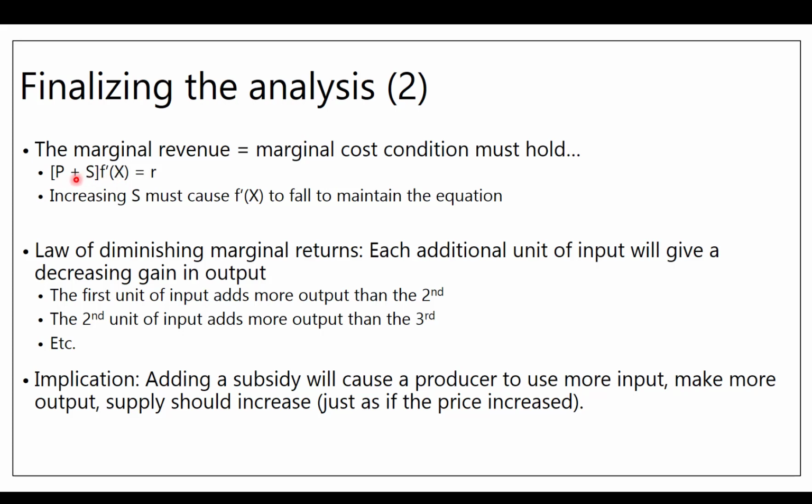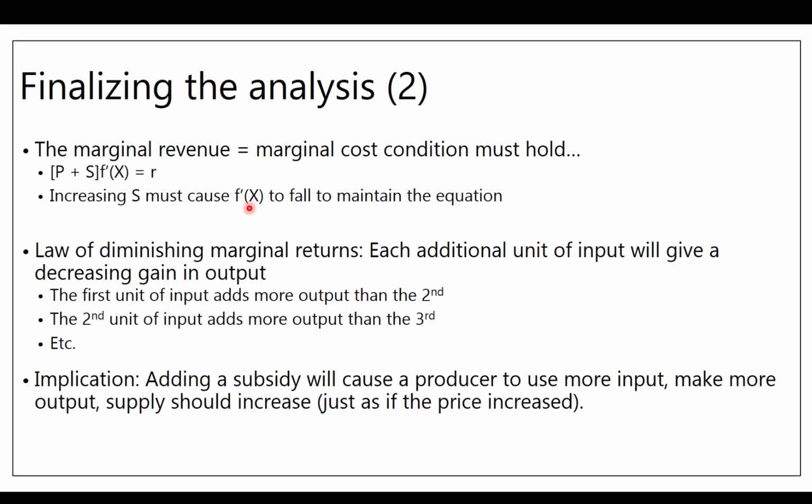So if you make this term bigger, then the only way to keep it constant on the right hand side is to make the term you're multiplying by smaller. Okay? And so it must be the case then that increasing subsidies must cause that term right there, F prime of X, to fall. If this equation is going to hold, and again, it rests on the assumption that we are profit maximizing producers who take R and P, the output price and input price, as given, then that marginal product, F prime of X, must fall.